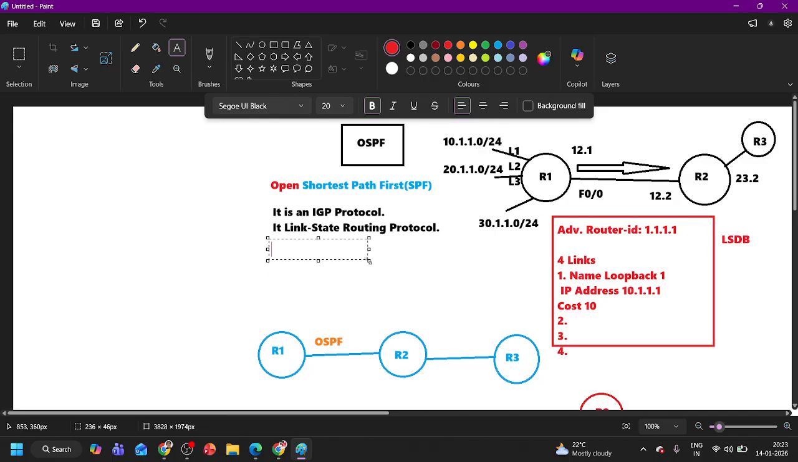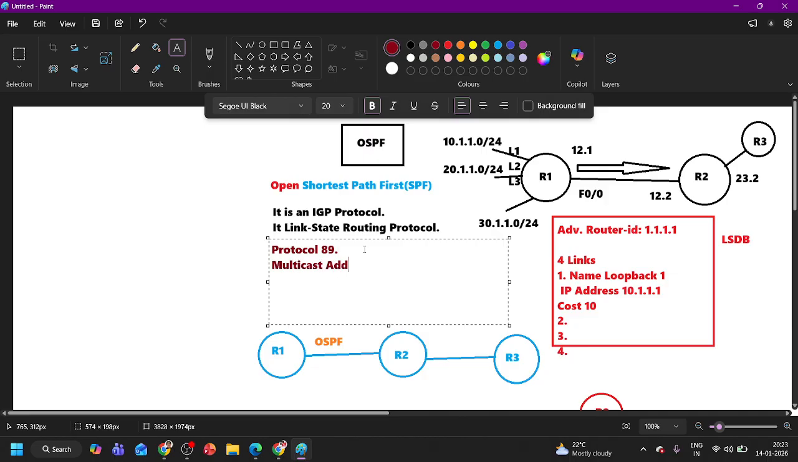Then what is the protocol number of OSPF for packet flow? 89. It uses protocol number 89. So in the IP header, we have some most important fields like source IP, destination IP, TTL, and protocol, through which we can identify the upper protocol or the actual protocol. So the protocol number is 89, and 89 is reserved for OSPF.